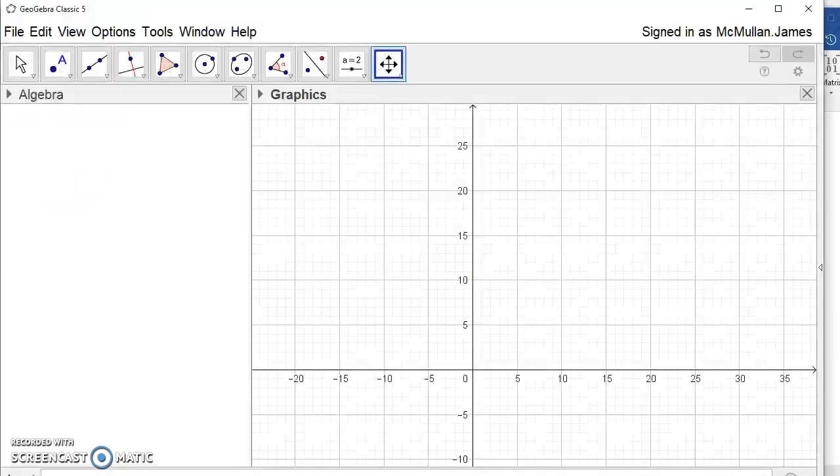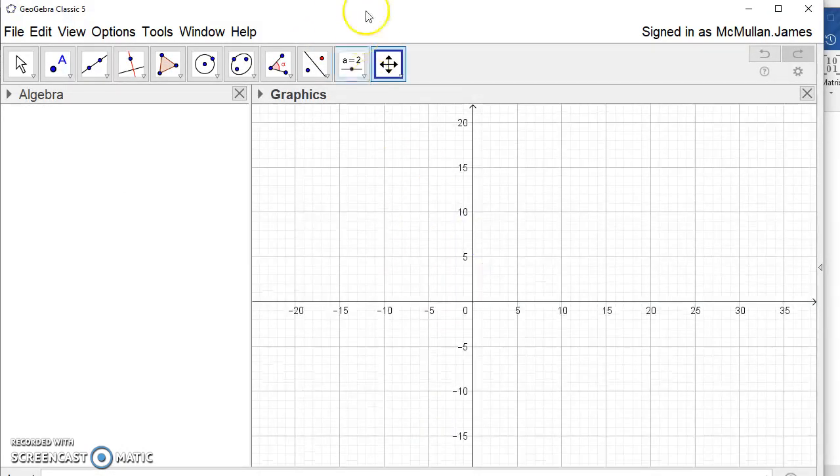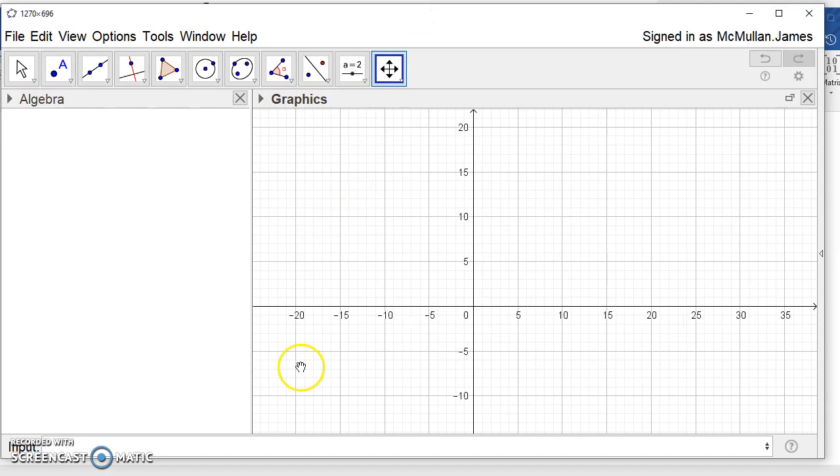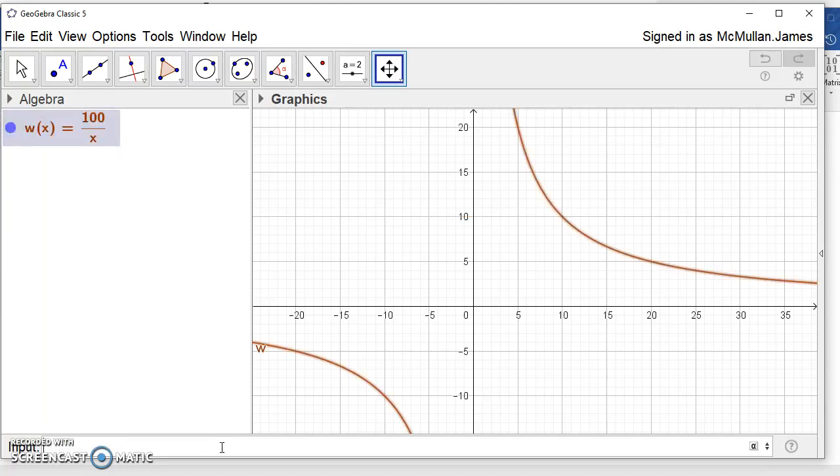Quickly, just to show how we could design this in GeoGebra, we could quickly make our equation as follows. We know that the width function is equal to 100 divided by L. I'm going to have to use X in GeoGebra. Actually, I can quickly use L(x) equals x. I can do this over L.